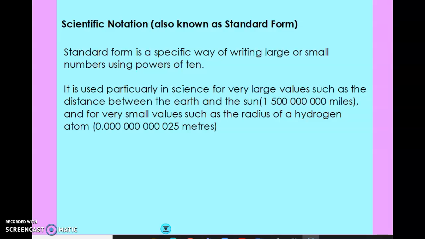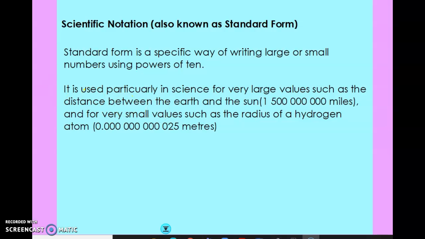Next topic we're going to look at is scientific notation. Now, scientific notation is also known as standard form. These are simply two different names for the same thing. Standard form then is a way that we have of writing either very large or very small numbers using the fact that they are something to the power of 10. It's used a lot in science for things like very large values, like the distance between the Earth and the Sun, or very small values like the radius of a hydrogen atom.